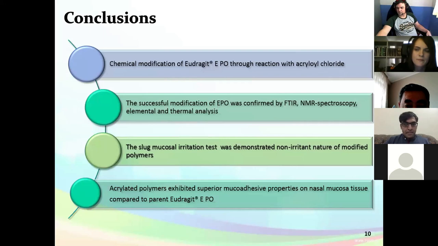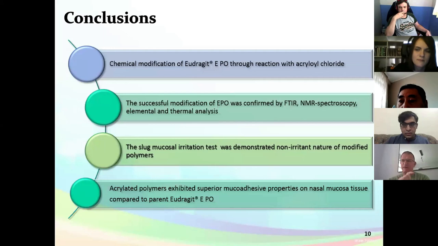With the nasal mucosa, are there two layers of mucus covering the nose, an outer layer that's mobile and an inner layer that is adhered to the mucosal membrane? So does your EPO go through the mobile phase and stick to the underlying thickly bound mucus, or does it just move across the surface with the rest of the mucus?